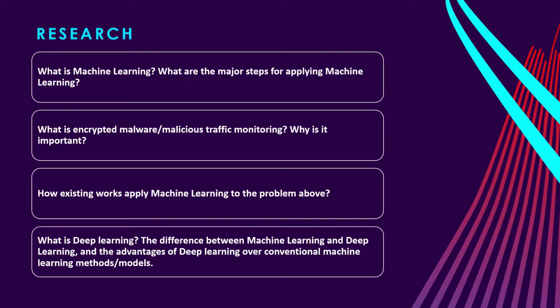So our research for deliverable 1 was aimed to answer and address the areas of knowledge that are here. So what is machine learning? What are the major steps for applying machine learning? What is encrypted malware, malicious traffic monitoring, and why is it important to monitor that? How do existing works apply machine learning to the problems above? And what is deep learning? What's the difference between machine learning and deep learning? And what are the advantages of deep learning over conventional machine learning methods?